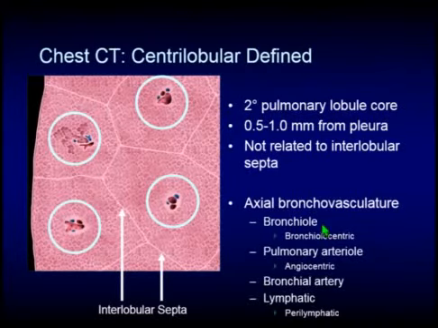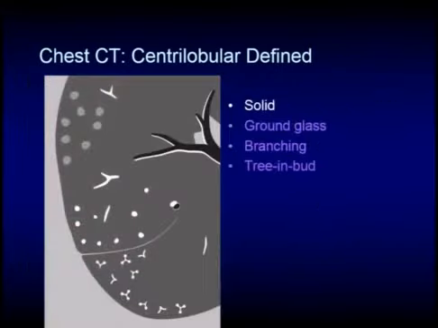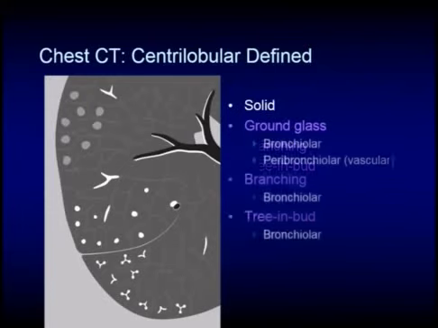Now sometimes, if you know the cause, or how the nodule or the pattern got there, if we really think it's an airway process, we may use the term bronchocentric or bronchiolocentric rather than centrolobular. If we think it's more hematogenous, as in the case of maybe METs, then we will call it angiocentric and so forth.